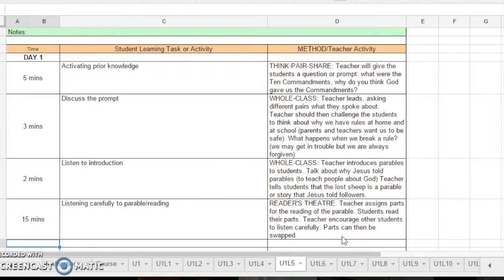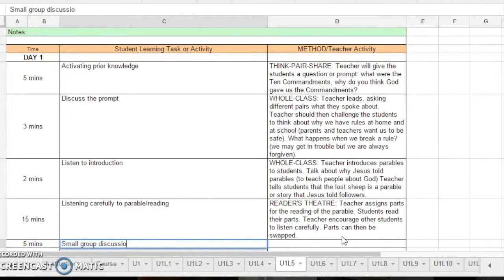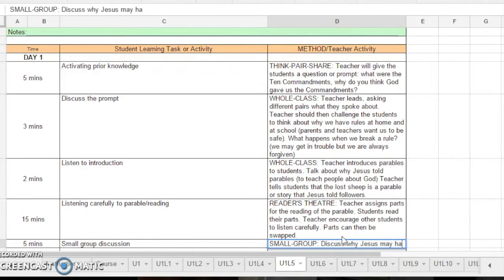Alright, so then after this, we will do a small group for 5 minutes, just to switch it up again. We will discuss why Jesus may have told this story. Eventually I want them to come to the conclusion that Jesus loves us. I think that's the main thing that we need to say. Jesus loves us, and also he will forgive us. Even though we might go astray sometimes, Jesus will always forgive us.